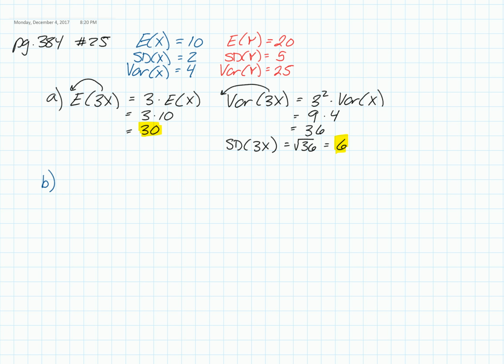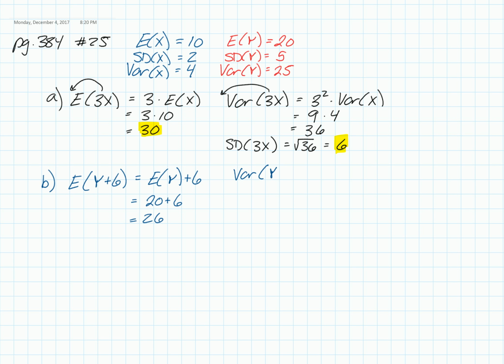B wants us to find the expected value of y plus 6. Again, this one's going to be intuitive for the expected value, but a little less intuitive for the standard deviation. The rule here for expected value says we can simply do the expected value of y and then add 6 to whatever we have. The expected value of y is 20, so we simply have 20 plus 6, which is 26. Once again, we start with variance in order to find standard deviation.